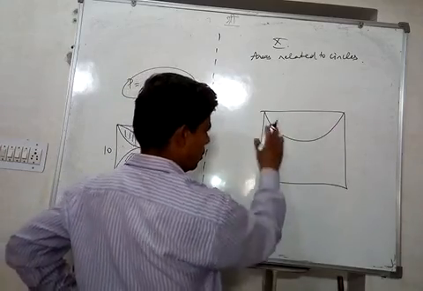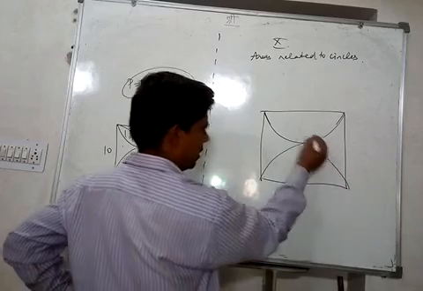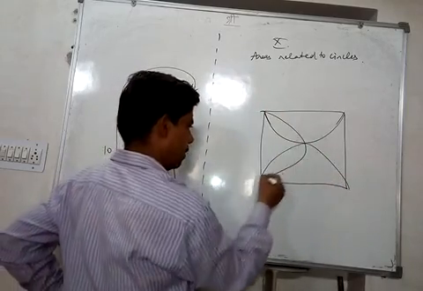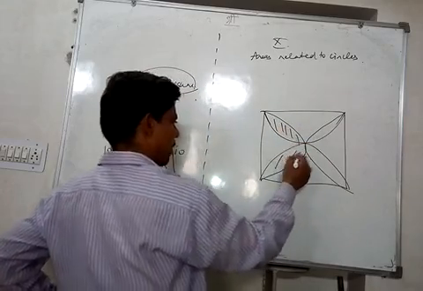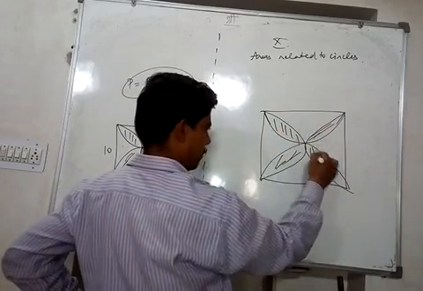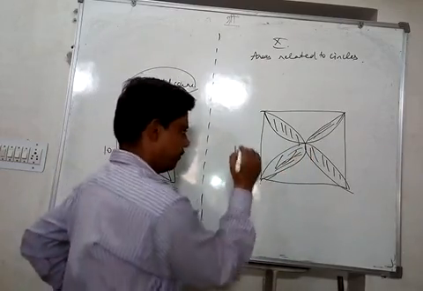This one, another is this one, touching each other like this. Third one, and this one. And you have to find the area of the shaded region. Okay, this side is 10.